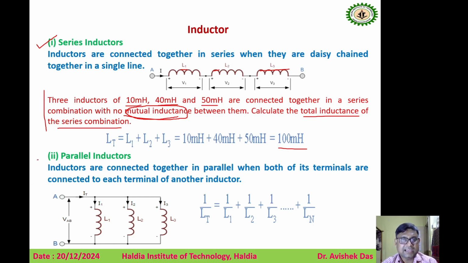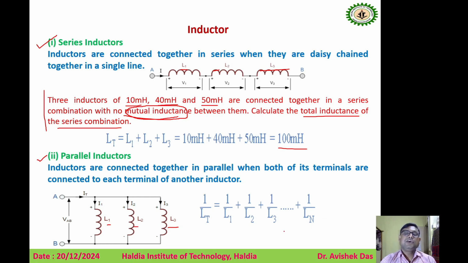Next we discuss the parallel inductor. If the inductors L1, L2 and L3 are connected in parallel, what will be the equivalent or total inductance value? 1 by LT is equal to 1 by L1 plus 1 by L2 plus 1 by L3. If n inductors are connected in parallel, it goes up to 1 by Ln, and we can determine the total inductance value, right?